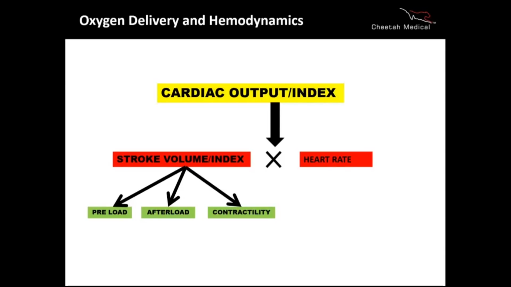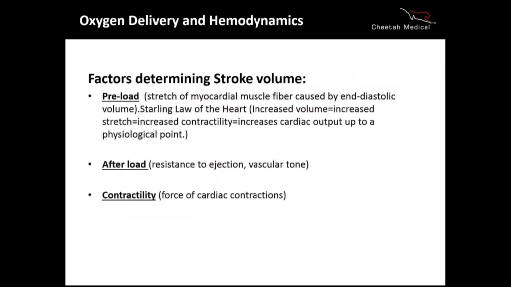But the part that we cannot see without the hemodynamic monitoring device is the factors that play a role in stroke volume, and that's your preload, afterload, and contractility. Preload is that stretch of the myocardial muscle fiber caused by the end diastolic volume. So remember that Starling's law of the heart. If you increase the volume, it increases that stretch, increases the contractility, and increases the stroke volume coming out of the heart up to a physiological point.